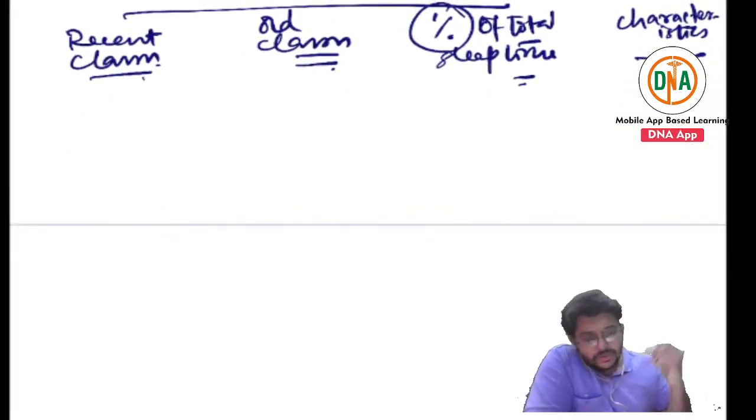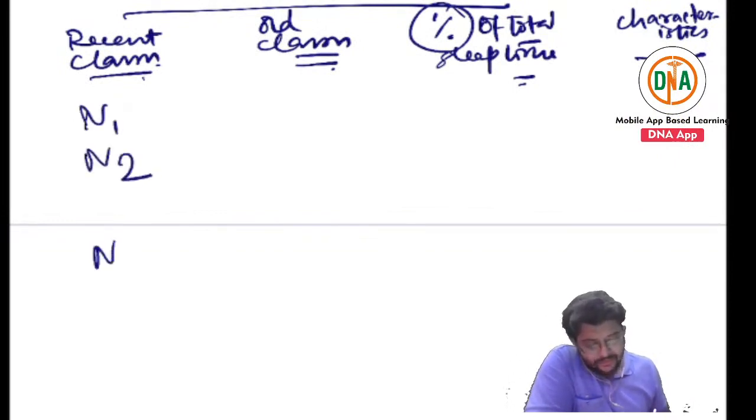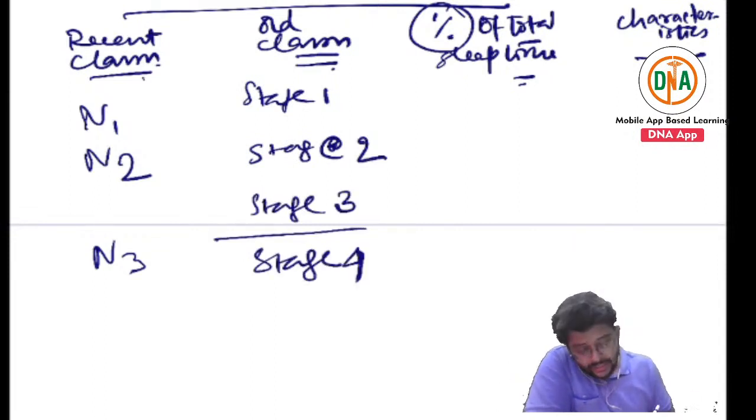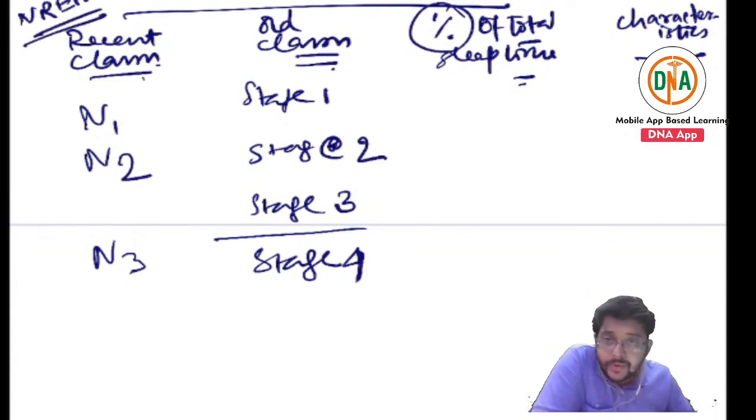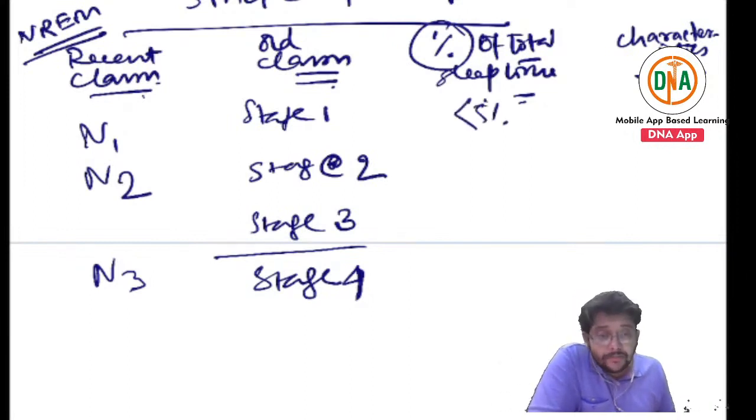Now you can see, the recent classification is N1, N2, and N3. The old classification was stage 1, stage 2, and N3 was divided into stage 3 and stage 4. This we are talking about is non-rapid eye movement sleep. I think you can see right now. Okay, so the initial stage 1 was less than 5% of total sleep time.